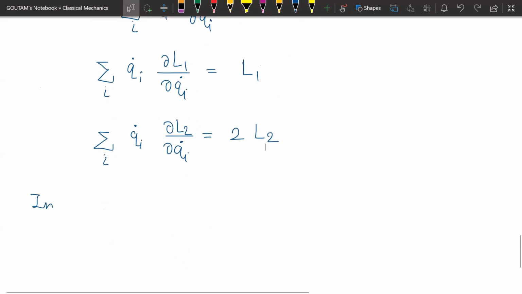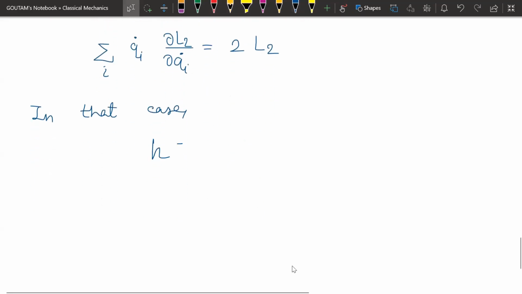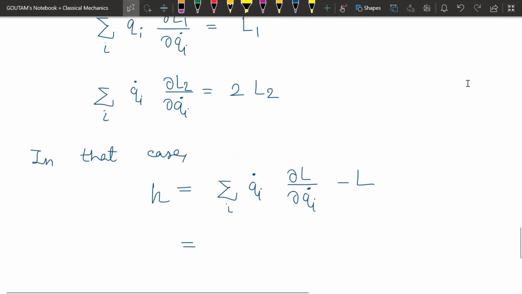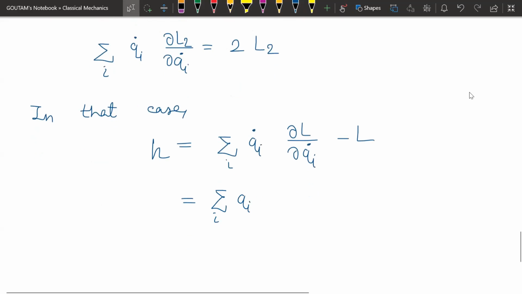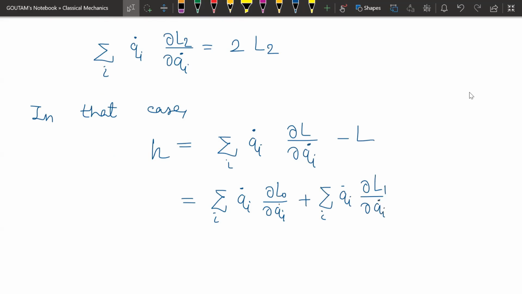So in that case, our energy function H equals the sum over i of q_i dot del L / del q_i dot minus L, which equals the sum over i of q_i dot del L0 / del q_i dot, plus the sum over i of q_i dot del L1 / del q_i dot, plus the sum over i of q_i dot del L2 / del q_i dot, minus L. So L is L0 plus L1 plus L2. That's how we got this expression.